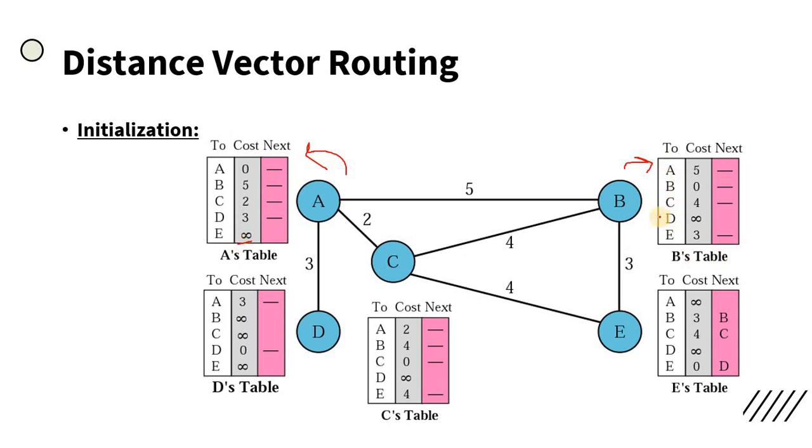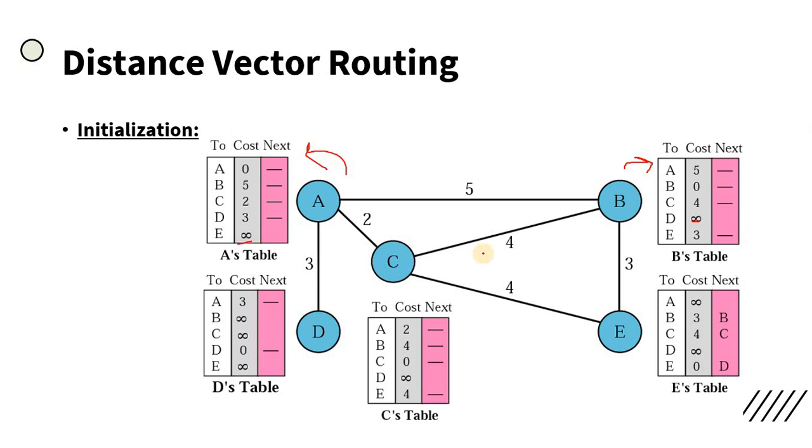Here from B to D there is no direct path available, so that is why the distance is infinite. So that is how we can write the distance from each node to every other node. That is the first step, initialization. After initialization, the packet starts traveling.